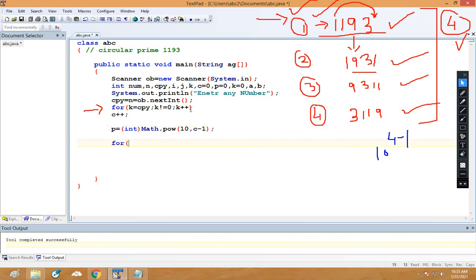So now, after that, we will start a loop from this to the number of times, that is C, and then I plus plus. Now k equals 0 again, that is already 0. Now we will check for prime. Which number are we going to check for prime? That is your CPY, or you can take n also. And here we are going to count the number of factors of n.